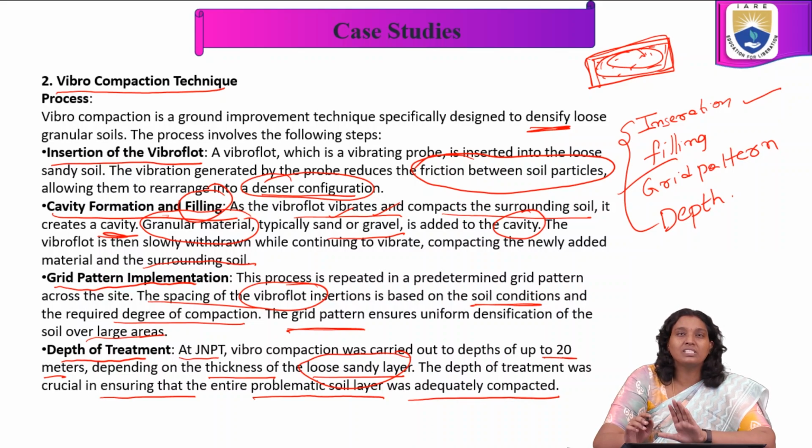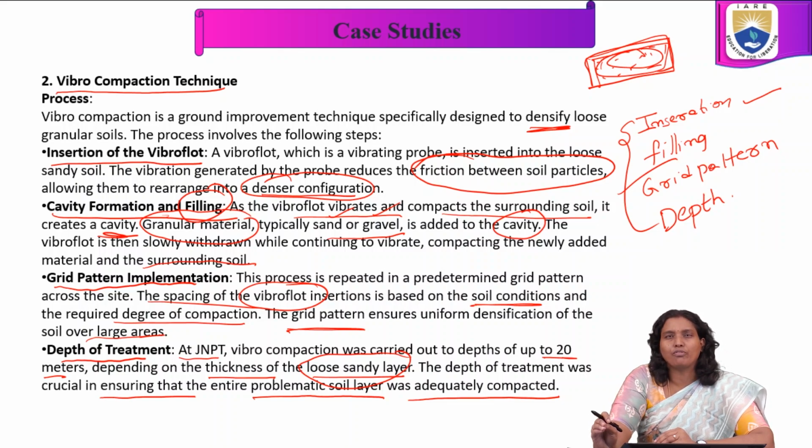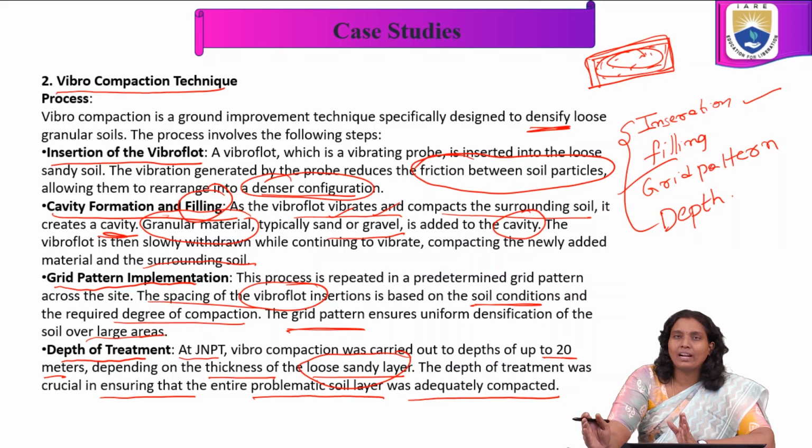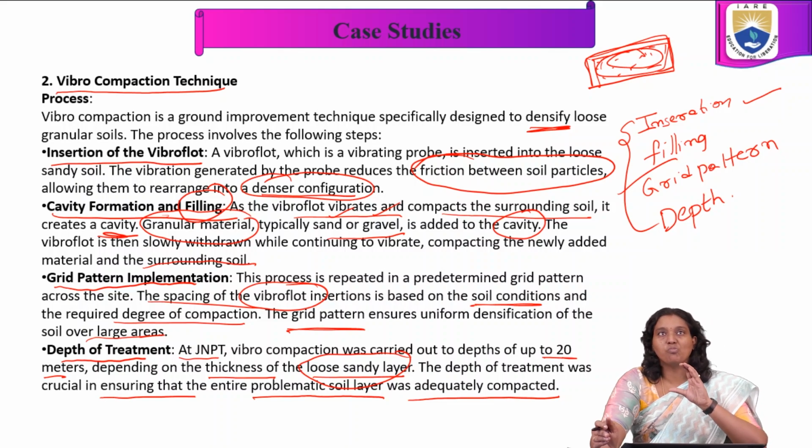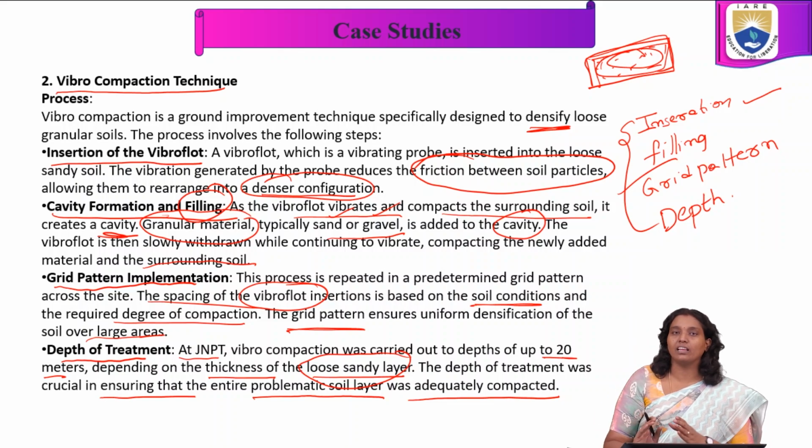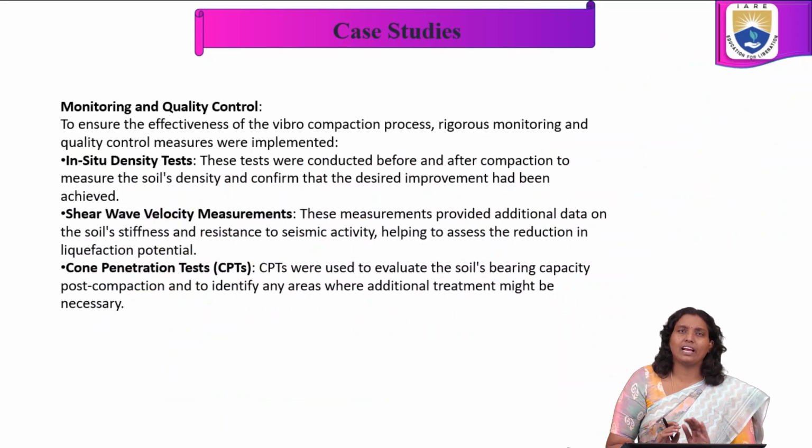So once we use this vibro compaction, we do the insertion, and because of this insertion we get some sort of cavity, we fill it, and we also densify the surrounding soil. According to the grid pattern based on the soil conditions, we get uniform densification of the soil over the area, and how much depth we go depends upon how deep the loose sandy soil is. So for that, we are going to understand the vibro compaction technique and this process.